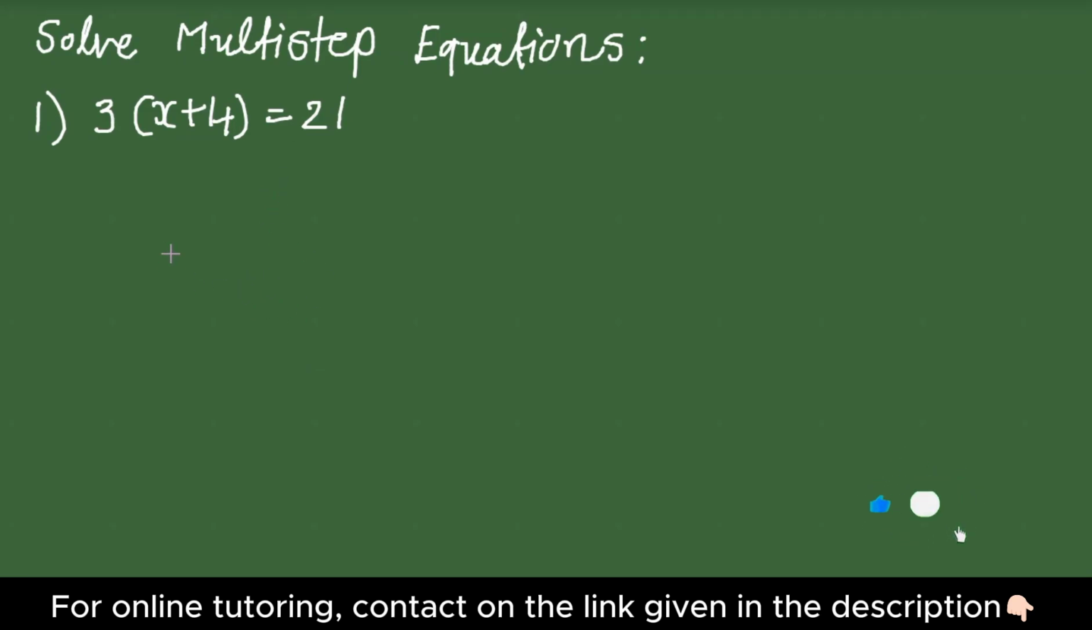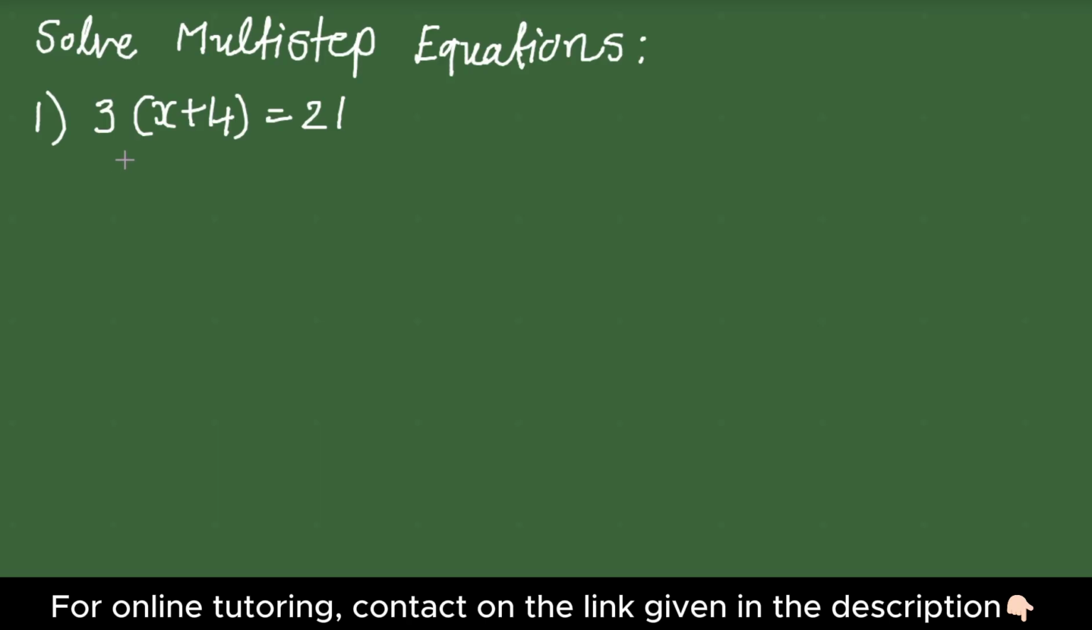In this video we are going to learn how to solve the multi-step equation. So our first equation is 3 times x plus 4 is equal to 21. This equation we can solve in two ways. In the first method, we can divide both sides by 3 and simplify further and isolate the variable x. In the second method, we can multiply this 3 with the parenthesis x plus 4 and simplify further and isolate the variable x. So let us see the first method.